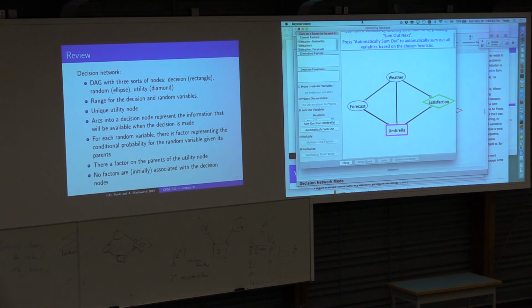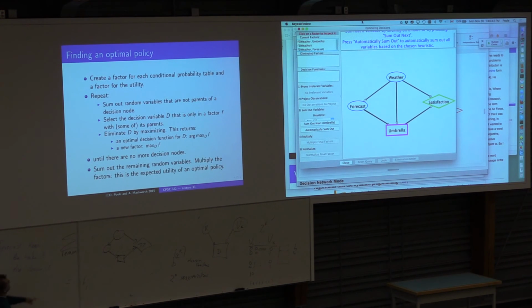And notice you have an interesting thing here. The wording earlier, "if it's only in a factor with some of its parents," was peculiar and unnatural, and this is the reason for it. So now what are we going to sum out first? There are only two choices, weather or forecast. Are they both parents of umbrella? Yes, so I can't sum either of those out. So I'm just going to maximize.